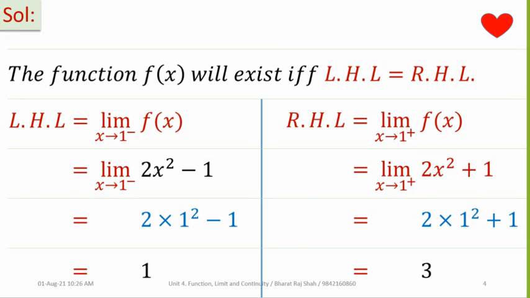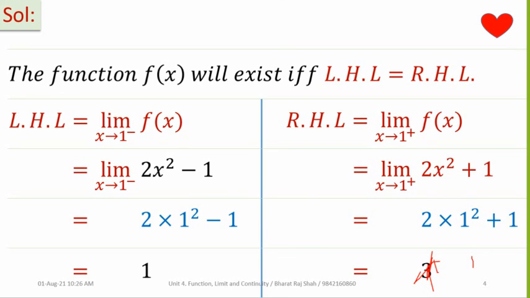Since they are not equal, we can conclude that the limiting value of this function does not exist. Suppose instead of 3, there was 1, then we would say that the limit exists because the left hand limit is equal to the right hand limit. So what is the condition for existence of a limit?